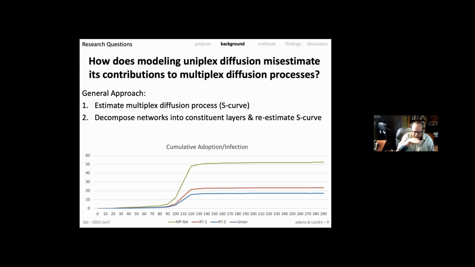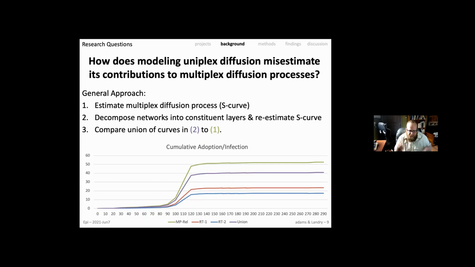And we can ask how each one of those constituent layers, what their diffusion curves look like. And then we can put those two things together in a union by asking at each time step how many people have become infected across either one of those layers. And we're using a union here, not an addition, because some people might become infected in each layer and we don't want to count them twice. We only want to count an infection once when it happens, regardless of which layer it happens in.